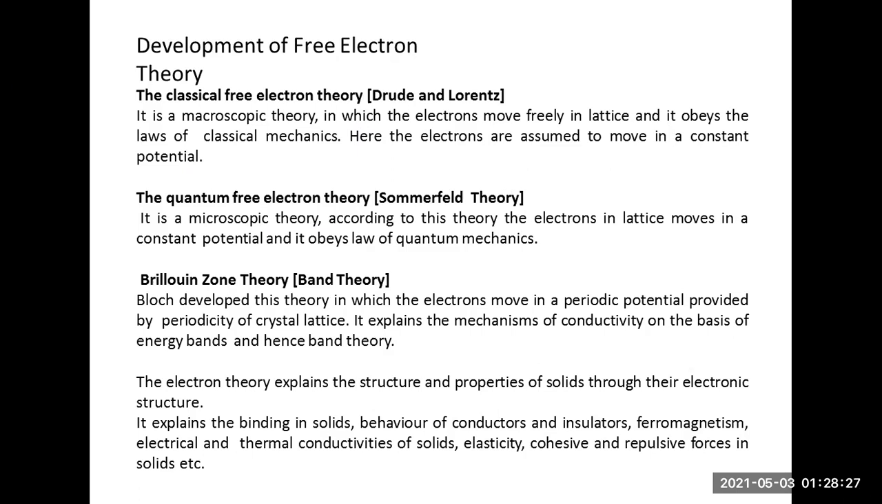First of all, what is this electron theory? What is the need of studying this electron theory? The electron theory explains the exact structure and the properties of the solid through their electronic structure. It explains the binding, how the solid is bound, how the atoms, molecules, or ions are binding the solid. Since you know the definition of solid, the constituent particles inside the solid are closely bound.